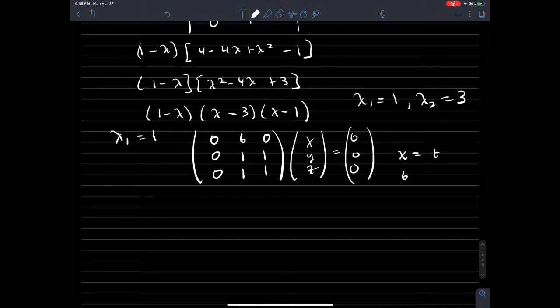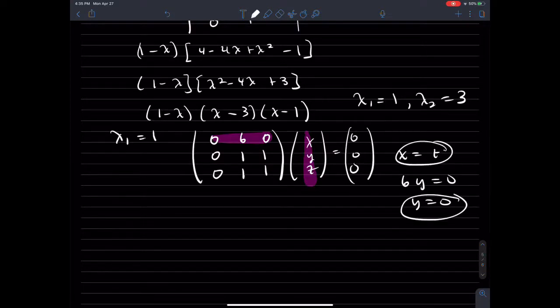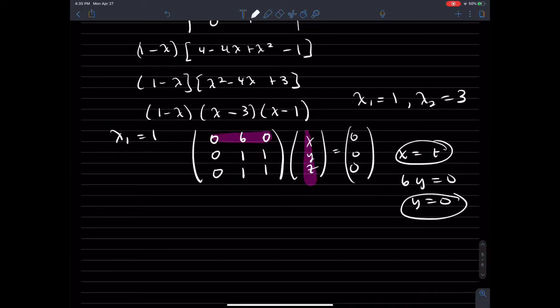So just my first equation, I'm seeing I can solve 6y equals 0. Do you see that? I've got this times this, and only the 6 and the y are standing. So y is equal to 0. And we need one last one. They're both the same equation. y plus z equals 0.